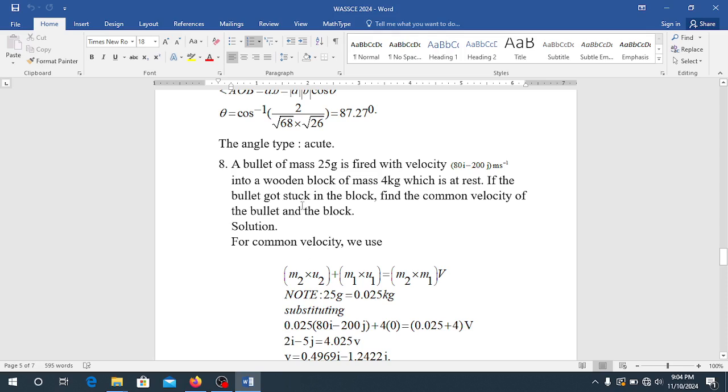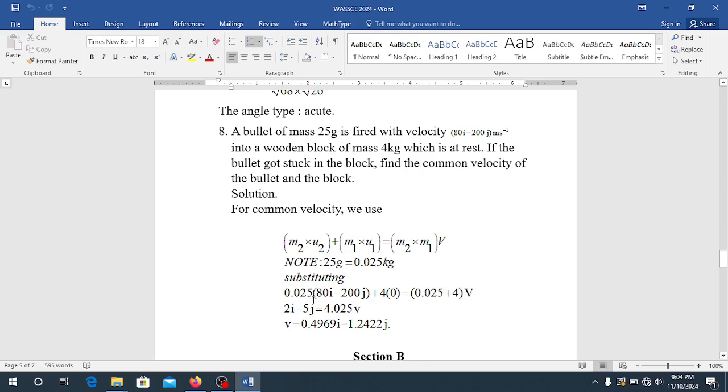Substituting the values there will give us what we have here. If I multiply 0.025 into what is inside here, times this will give us 80i. This times 200j will give us this. If I add 4 plus 0.025, the 4.025 will also give us this. And dividing both sides by 4.025, since we want to find v, will give us 0.4969i minus 1.2422j as your answer. So this is where we end it for today.